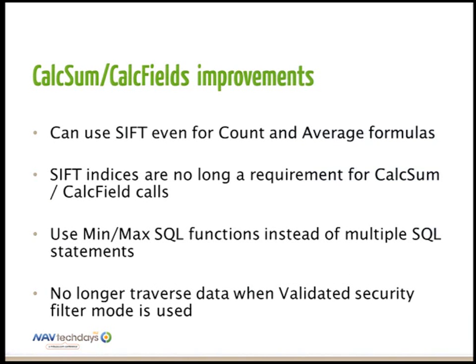We made some improvements to how CalcSums and CalcFields work internally. They can use SIFT for more calculation types, like count and average. We've actually decoupled the requirement to have a SIFT index from CalcSum and CalcFields, which means that you don't necessarily have to define a SIFT index in order to do a CalcSum request. We use the min and max SQL functions now instead of trying to find the lesser value through multiple statements in SQL.